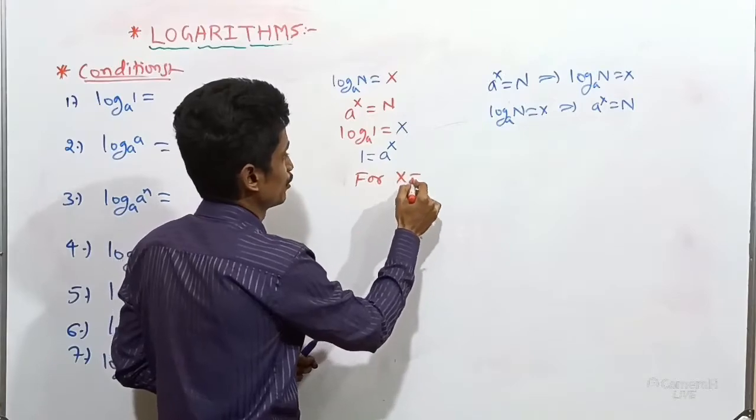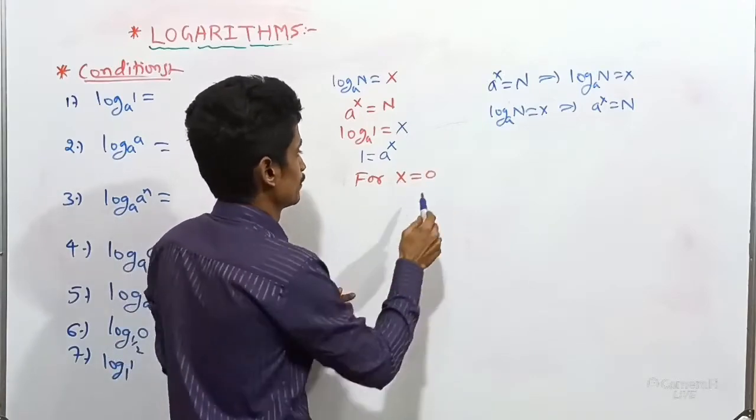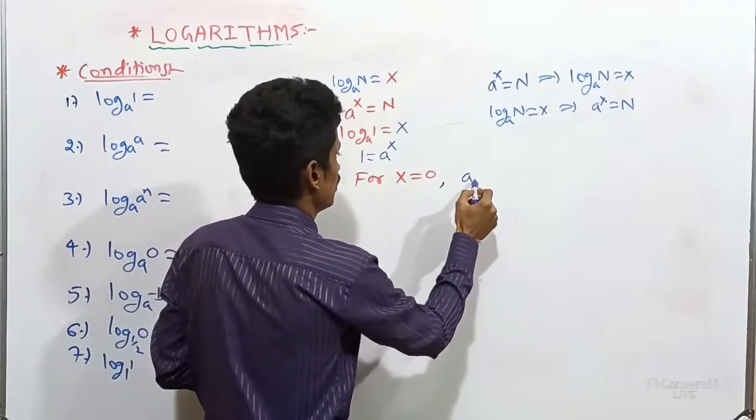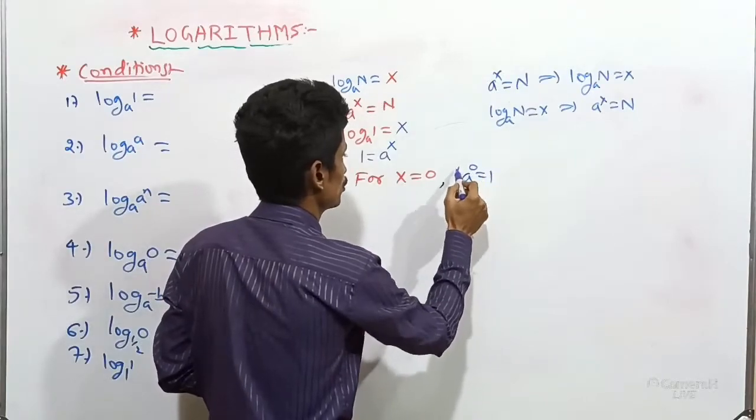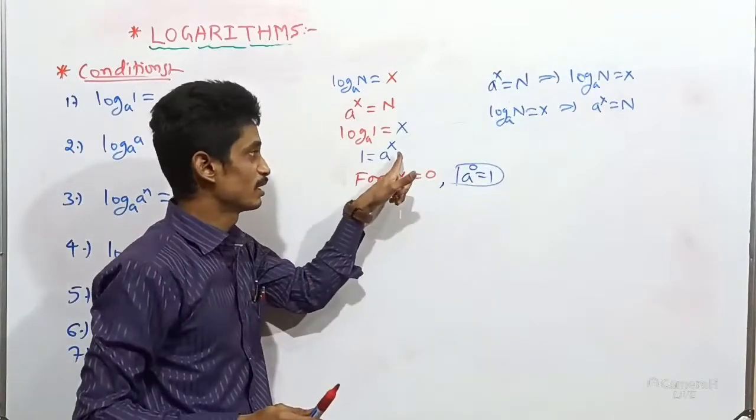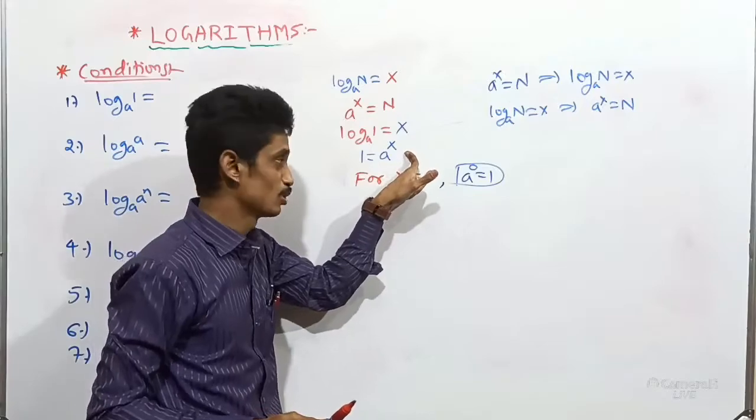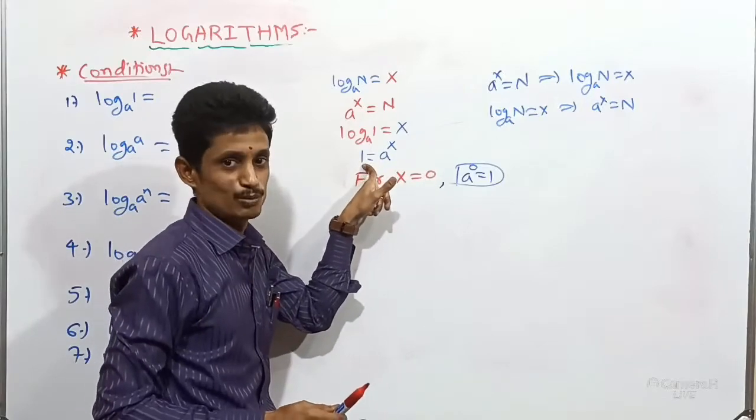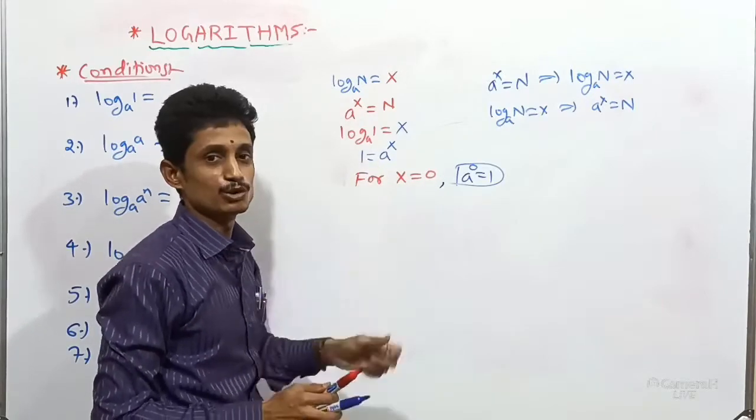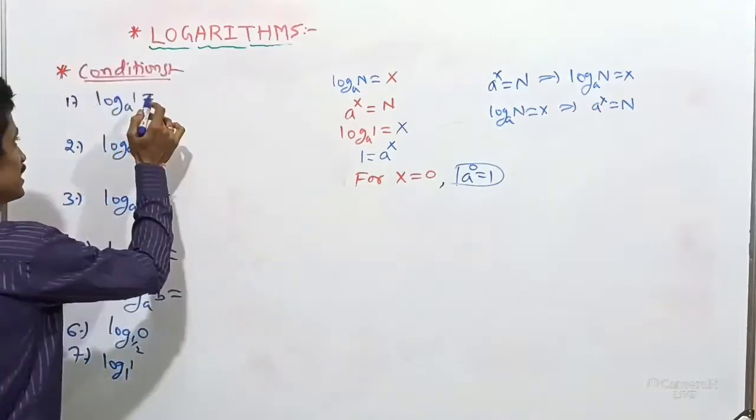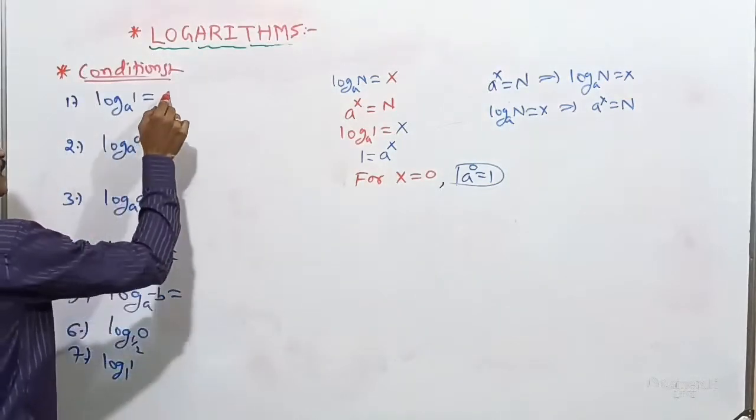For x equal to 0, a power 0 equals 1. Any number to the power 0, our answer will be 1. Of course, x equal to 0. Then tell me, dear, what is my required result?